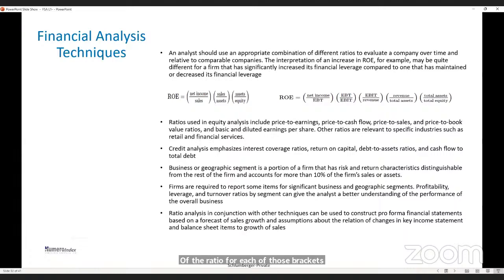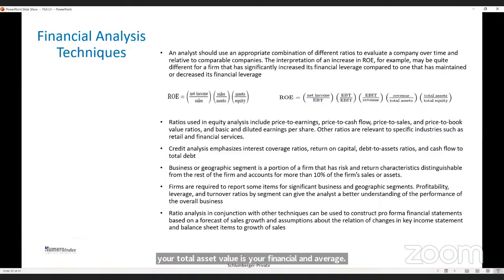Now, this one is saying earnings before interest and tax over your revenue. This is purely your what? EBIT margin. Then your revenue over your total assets is your asset efficiency. And your total assets over your equity is your financial leverage.